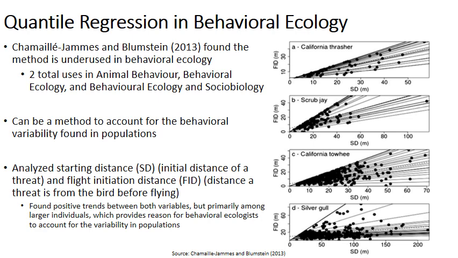So they analyzed starting distance, which is the initial distance of a threat. So think of the initial distance a human is from a bird, and then flight initiation distance, which is the distance a threat is from the bird before flying. So they found positive trends between both variables, but primarily among larger individuals, so at your 90th, 95th percentile, which provides reason for behavioral ecologists to account for this variability in populations, because if behavioral ecologists are just studying larger individuals, or they're just studying smaller individuals, they're going to get totally different results.